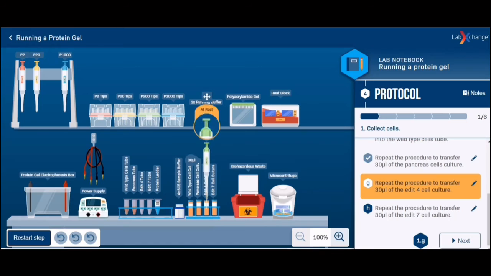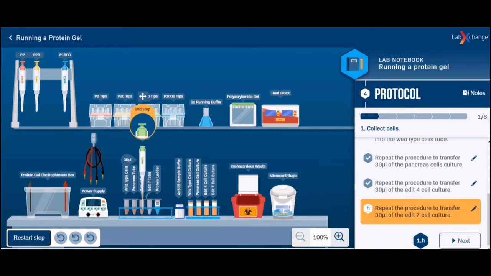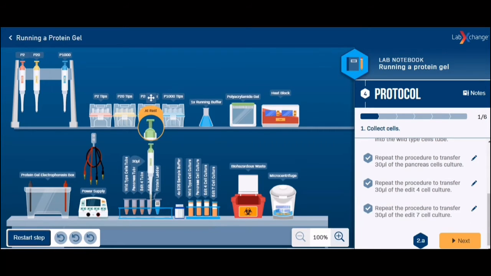edit 4 tube. Finally, we will repeat the procedure to transfer 30 µL of the edit 7 cell culture into the edit 7 tube. We must remember that we need to attach a new tip before we draw up the new cell culture. Alright, done for the first step of collecting cells.